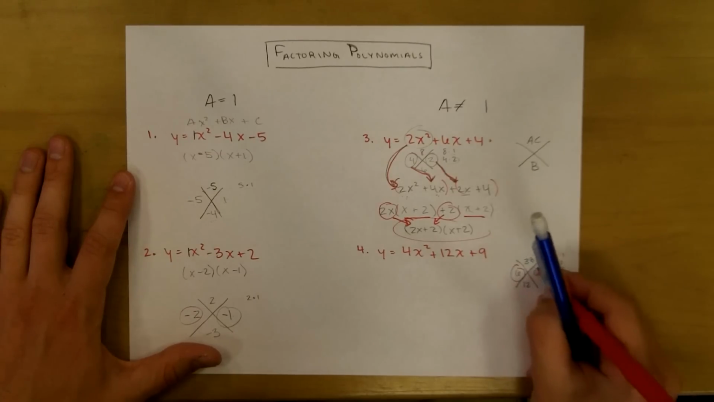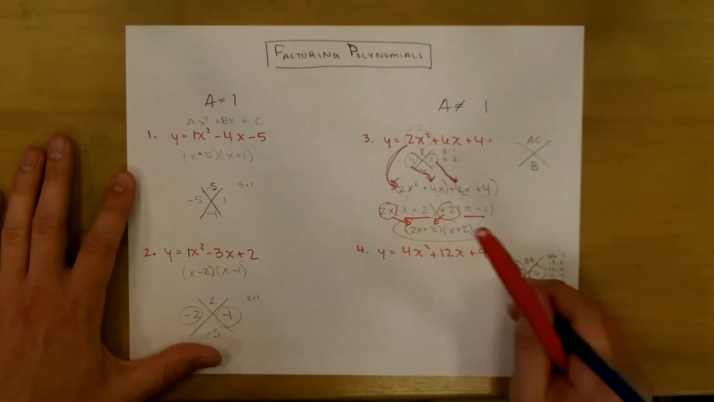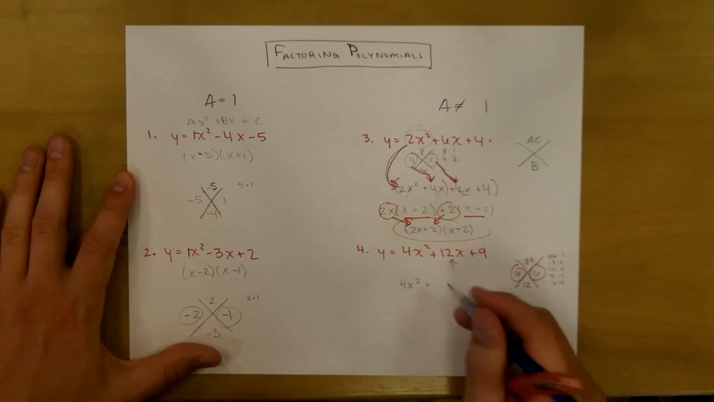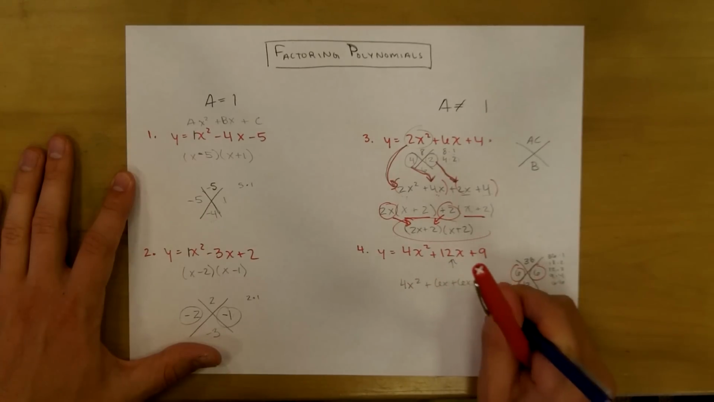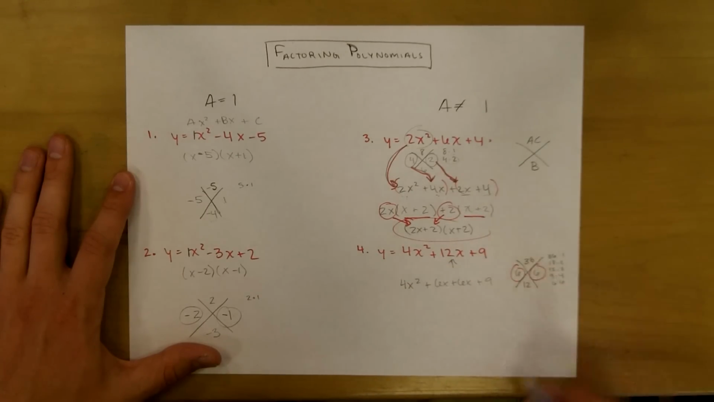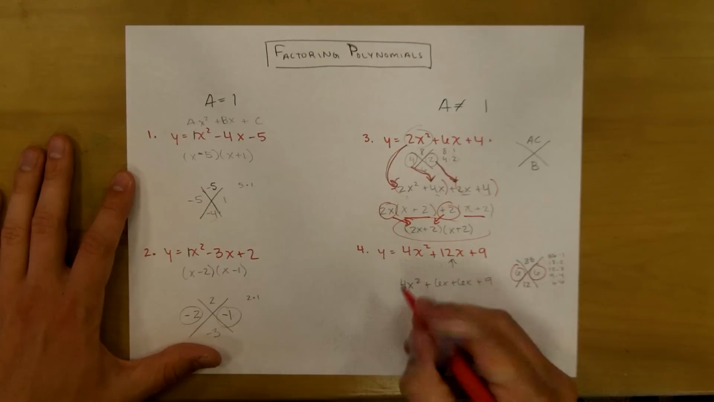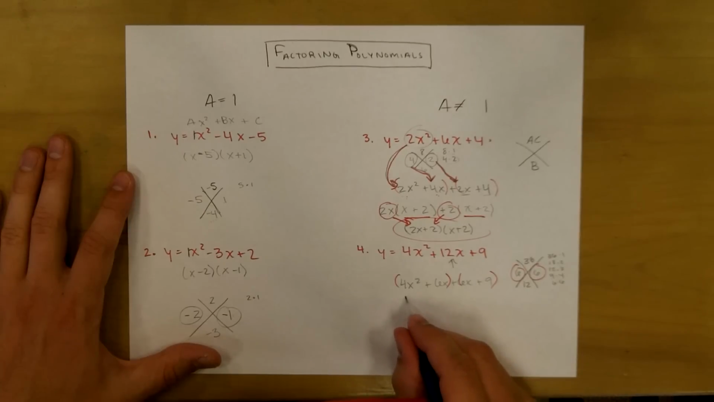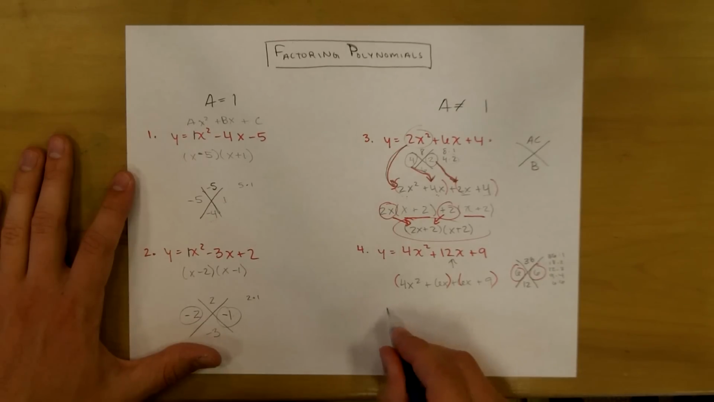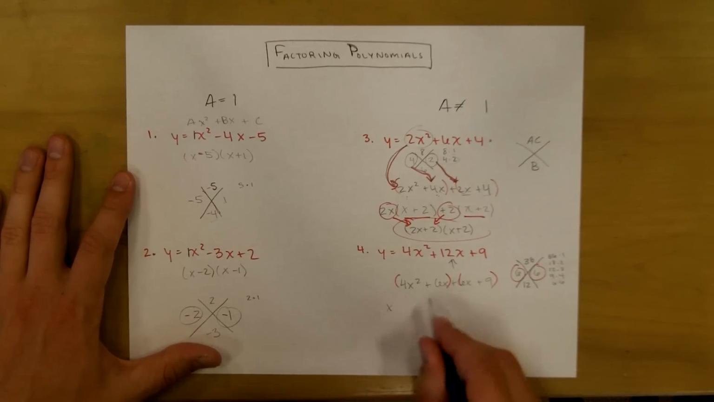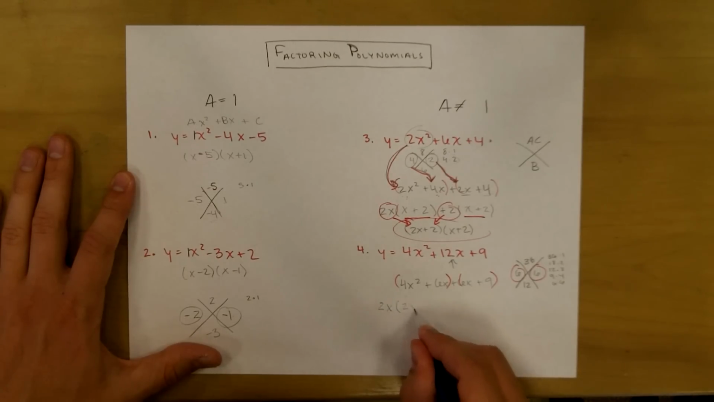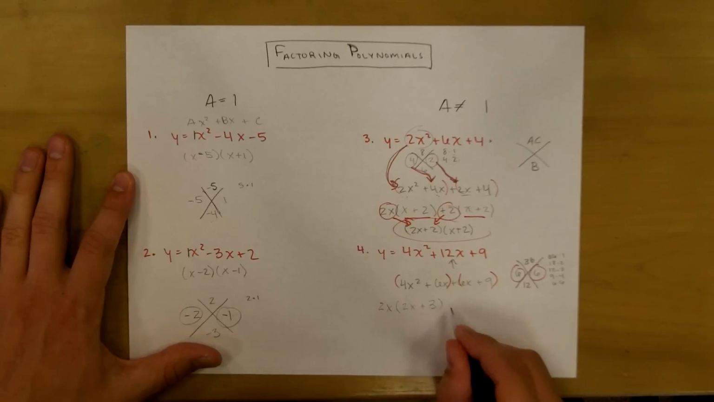So with those, we want to put them in for this 12x. So we write 4x squared plus 6x plus 6x plus 9. Notice that these are the ones that have the x values with them. And then we go ahead and do our grouping. And now let's go ahead and take out an x for sure, because both these terms have an x, and they both look like they have a multiple 2 in common. So that would leave us with 2x plus 3.